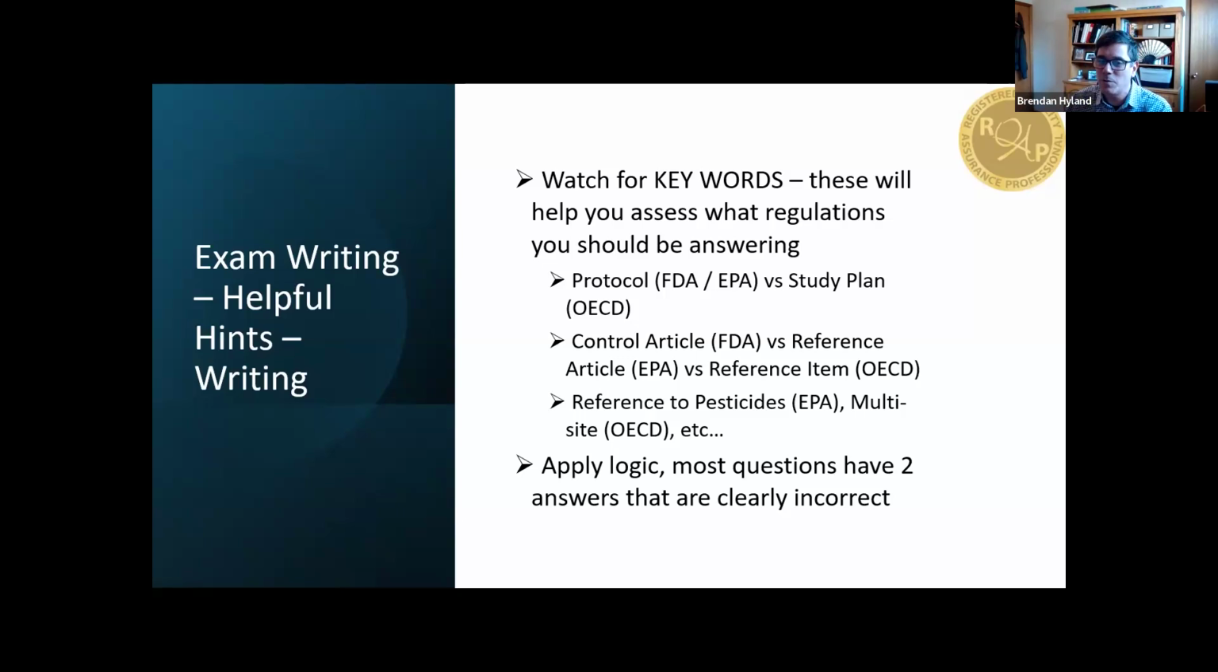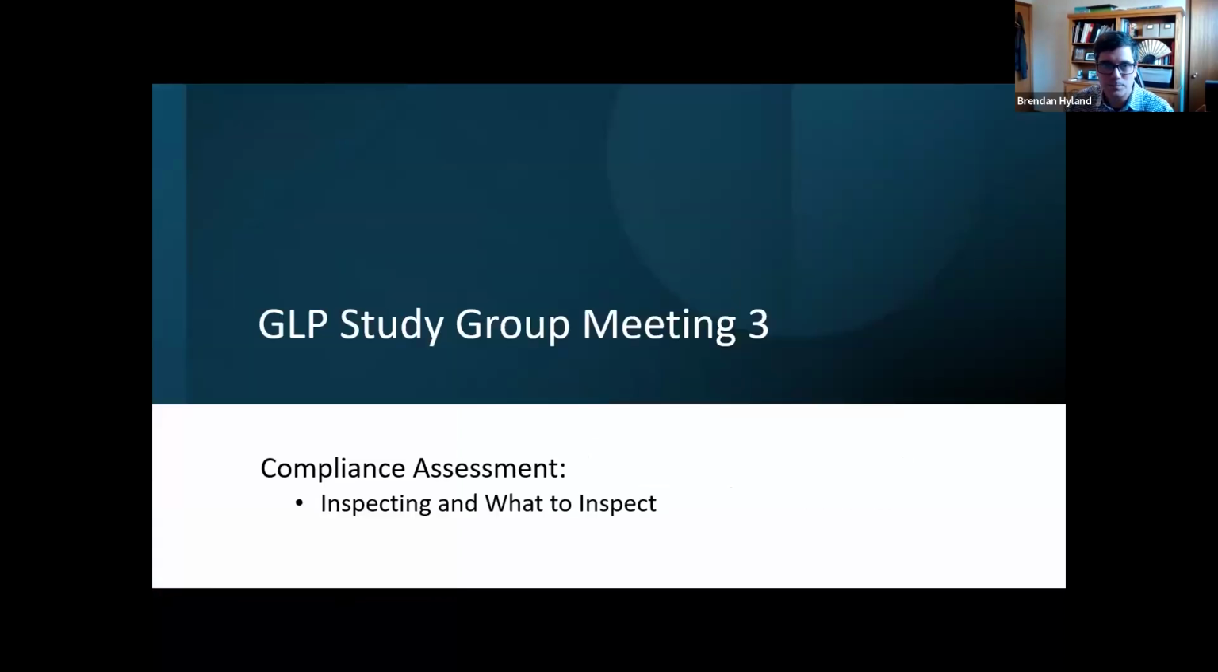Apply your logic. Most questions have two answers that are clearly incorrect, right? So it should be easy for you, either by process of elimination or knowing right off the bat. Okay, so on to our next one.